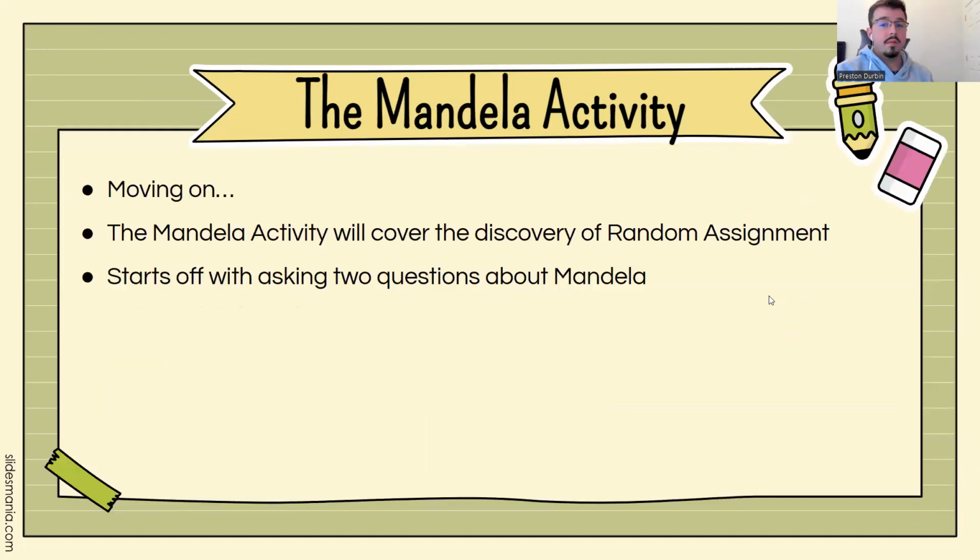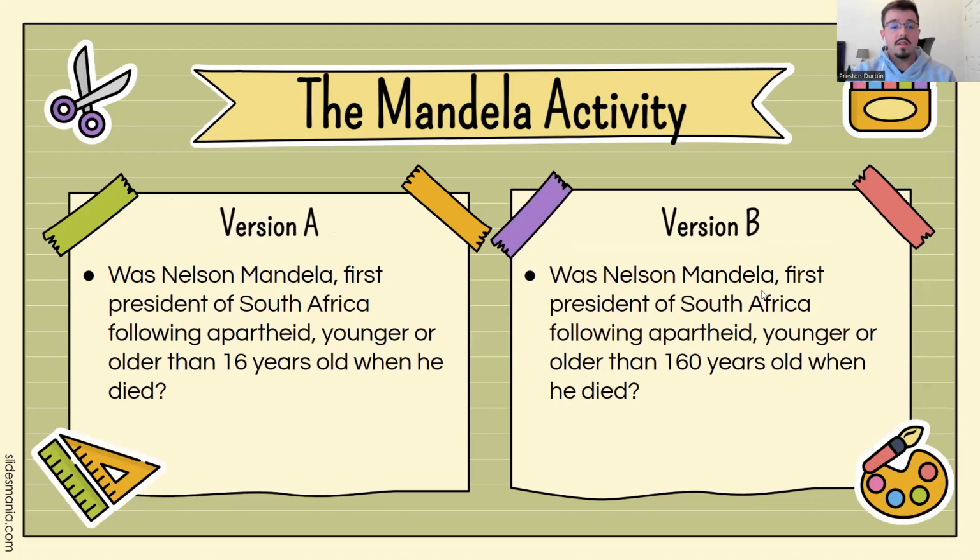Now we move on to the Mandela activity, and this will cover the discovery of random assignment and starts off with asking 2 questions about Mandela. The first version that some students will be working with is: was Nelson Mandela, the first president of South Africa following apartheid, younger or older than 16 years old when he died? And version B that other students will be working with was: was Nelson Mandela, first president of South Africa following apartheid, younger or older than 160 years old when he died?